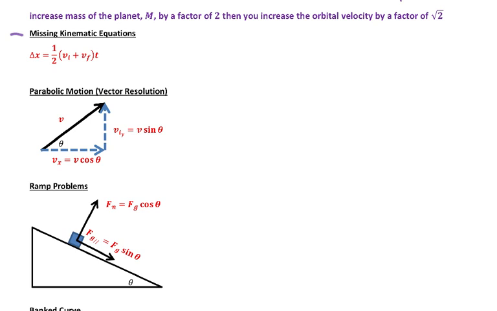Vector resolution, usually for velocity, but could also be for displacement. Remember, we're always dealing with an angle there. So if you're given a horizontal and vertical velocity and you're finding an overall velocity, it better have an angle on it because it's a vector. The ramp problem, remember, this is no other vertical forces.